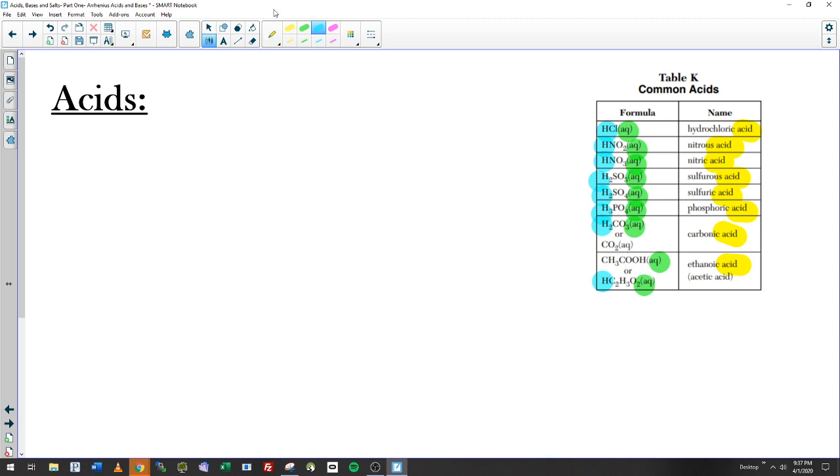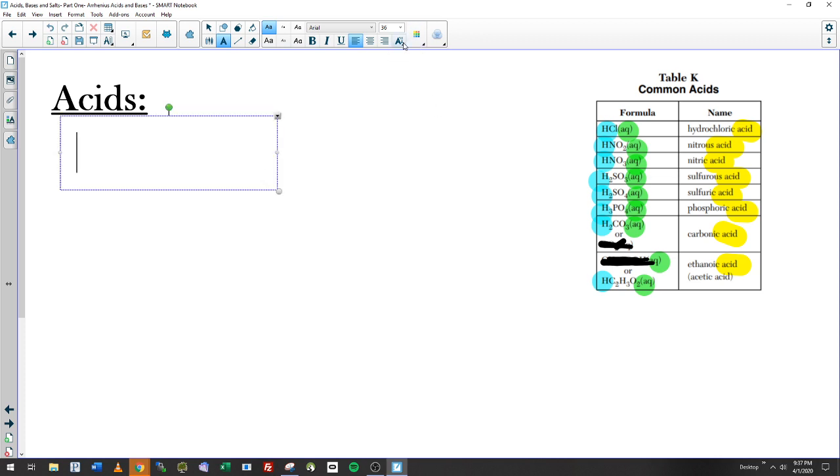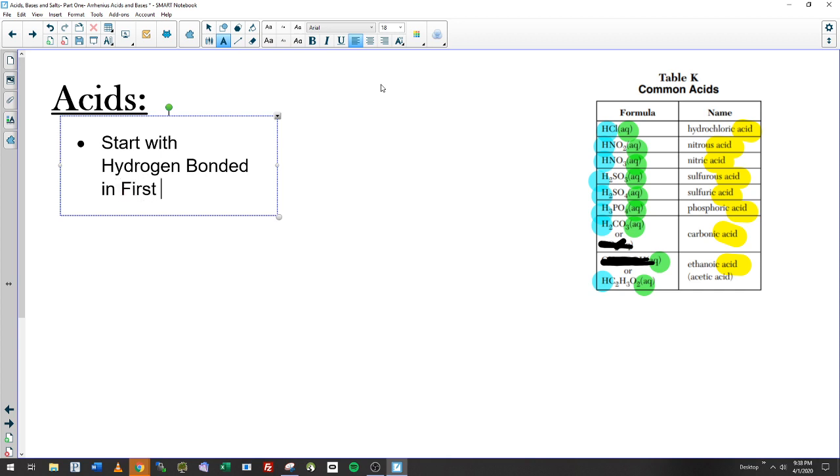I want to cross that out. So they all start with H, and H is in the first position. Already crossed out. H is in the first position. So let's start writing a few things down here. They're all aqueous, they all end in acid, but what's more important to me right now is the fact that all of these start with hydrogen bonded in the first position.